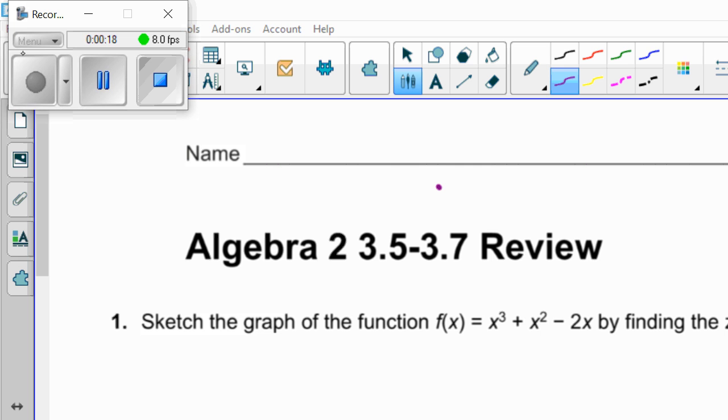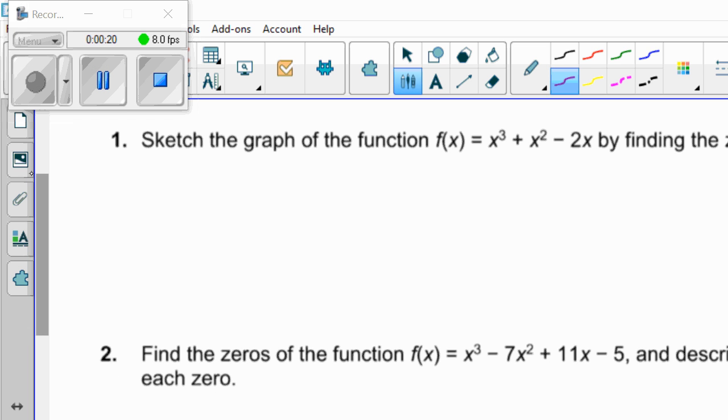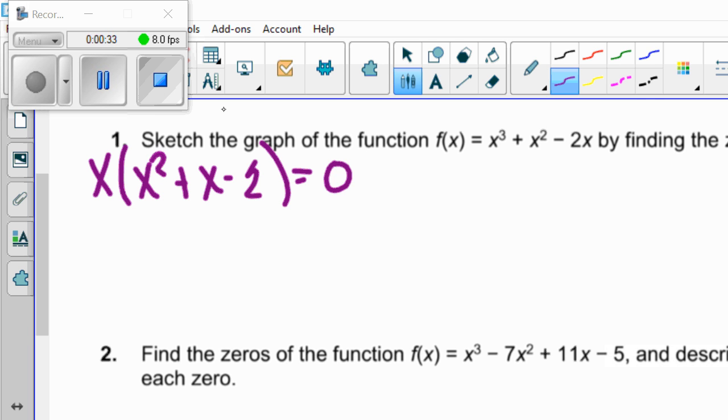So very first thing, in order to find the zeros, I want to always check, will this factor? I noticed that I could take an x out of everything, so I'm going to start by factoring by taking an x out. Pull an x out, then I'm left with x squared plus x minus 2. All of that equals 0 because I'm finding zeros. Now I have the trinomial x squared plus x minus 2. I think that will factor, so I'm going to try to factor that.